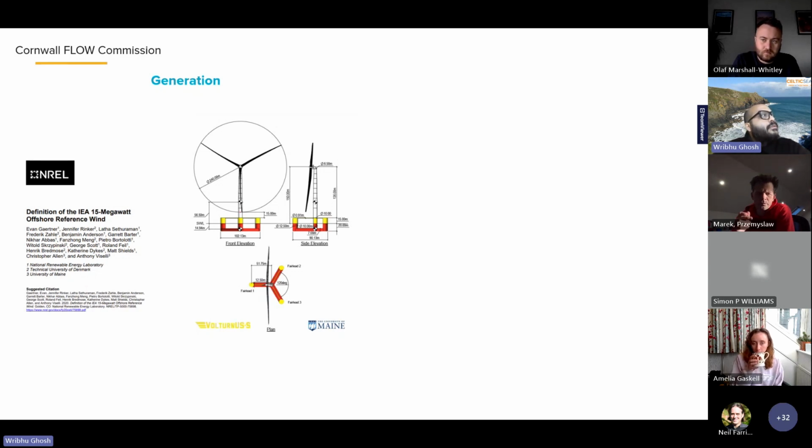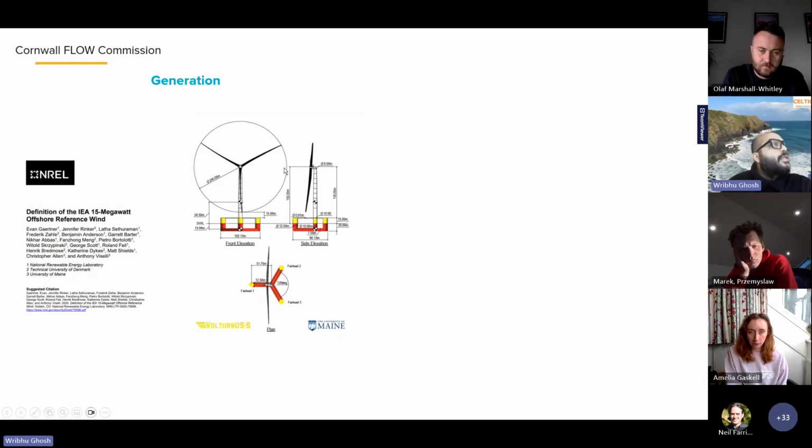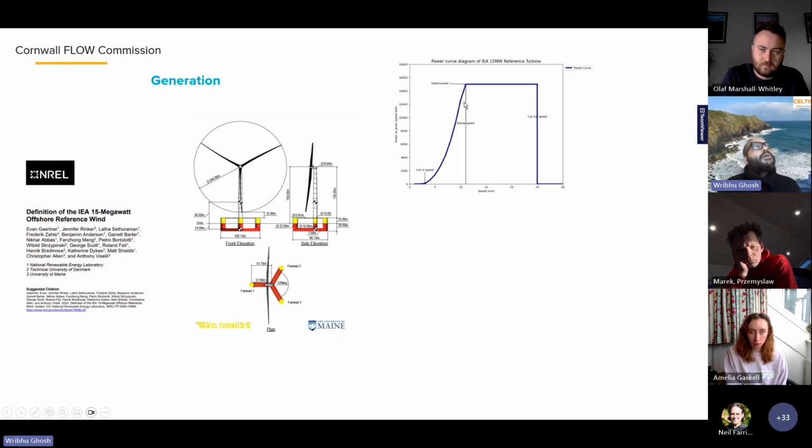For generation calculation, we are going to use the IEA 15 megawatt reference turbine, which was published by NREL, and then University of Maine has provided a similar turbine on a floating platform. You can see the hub height is 150 meters and a rotor diameter of 240 meters. This is the power curve of this turbine. Since it's an imaginary turbine, there's only one power curve. This is the cut-in speed of 3 meters per second, a rated speed of 10.59, rated power of 15 megawatt, and a cutout speed of 25.